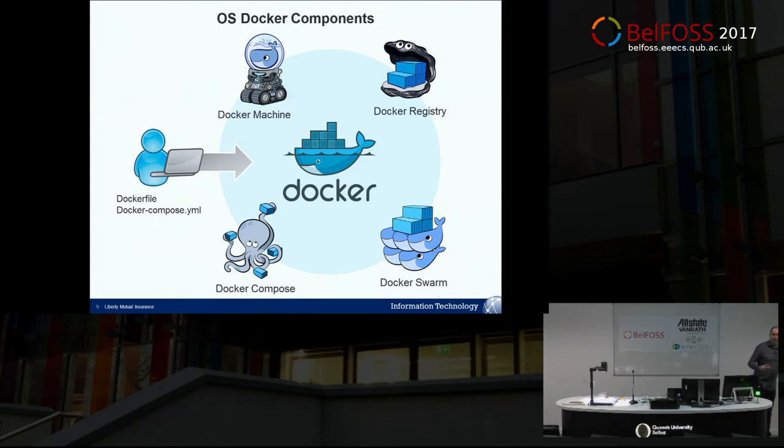Docker registry is a repository where Docker images can be stored. And then we have a Dockerfile, docker-compose.yaml. Those two files in there are two of the common files that we use. And Docker Compose and Docker Swarm, and I'll go into these.